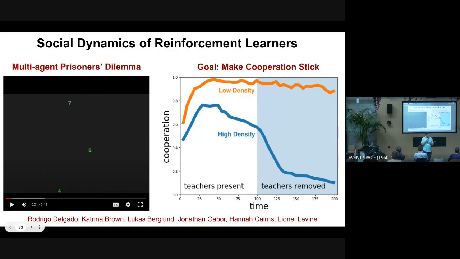How might you do that? So this is a grid world which my student Rodrigo Delgado set up, where the agents are playing prisoner's dilemmas, and they're graded on their own selfish rewards. But then there's an outer loop where we search over the parameters of the environment to see which environments produce agents that are the most kind.